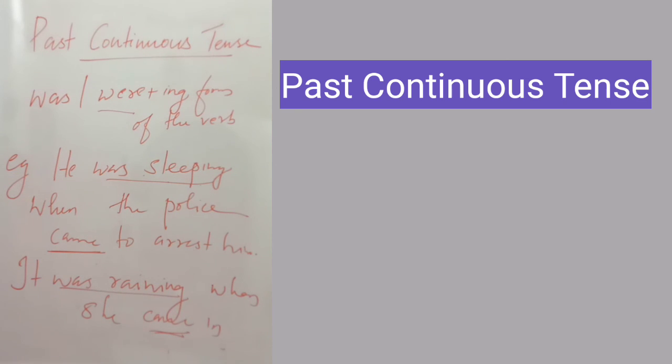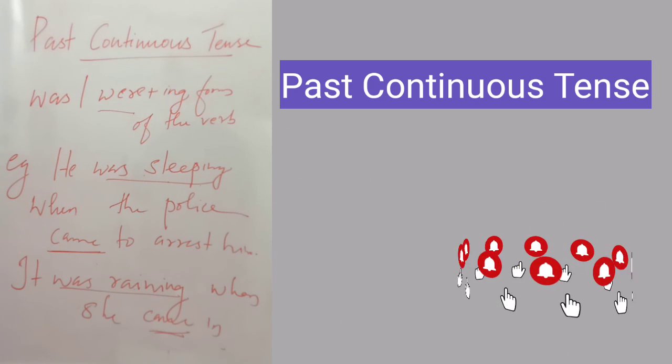Now we can discuss the occasions when to use past continuous tense. First one, to denote an action that was in progress at a definite point of time in the past. For example, at 8 a.m. yesterday I was sleeping. At 4 p.m. yesterday he was talking on the telephone.